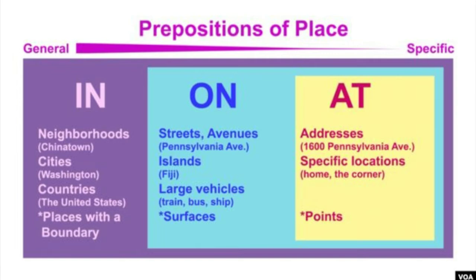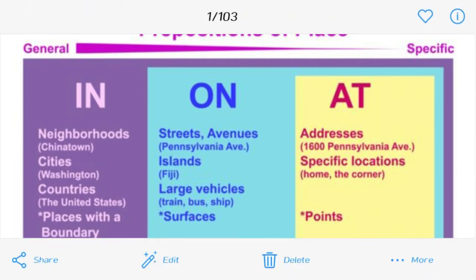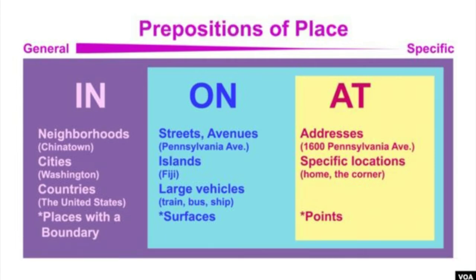So for the preposition on, it is used when you are referring to something with a surface or the position of something on surfaces. So you may use it to refer to streets, avenues, boulevards, or even flat surfaces such as roads, walls, tables, on the surface of lakes, rivers, or water. For example, on Pennsylvania Avenue, on Santa Rosa Street, on the Fiji Island.